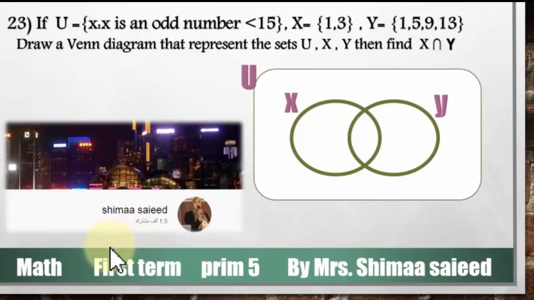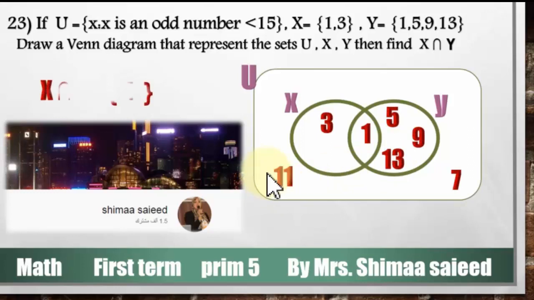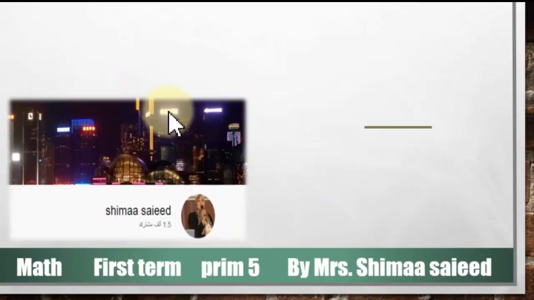So, x intersect y has 1. So, write 1 here, then write 3 inside x, then write 5, 9 and 13 inside y. Don't forget to write 7 and 11 here. x intersect y is the set of 1.